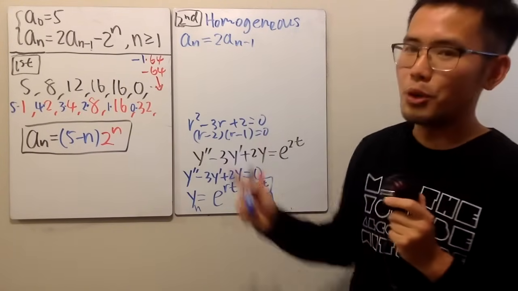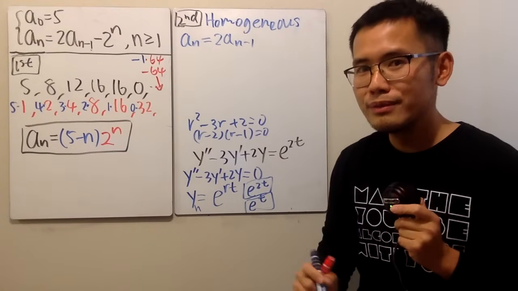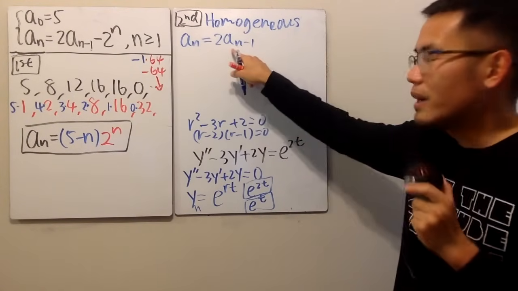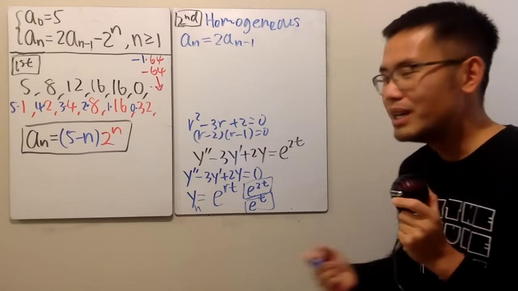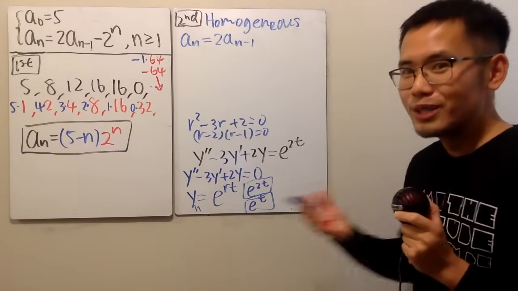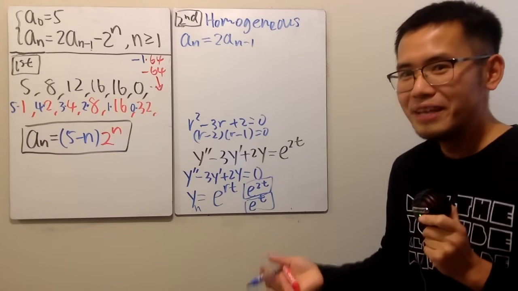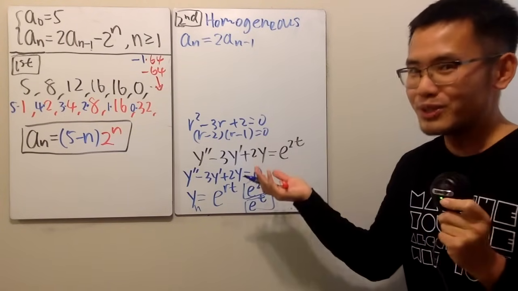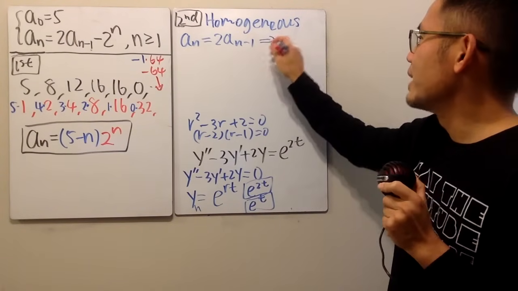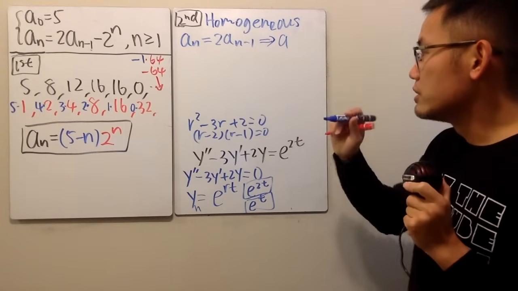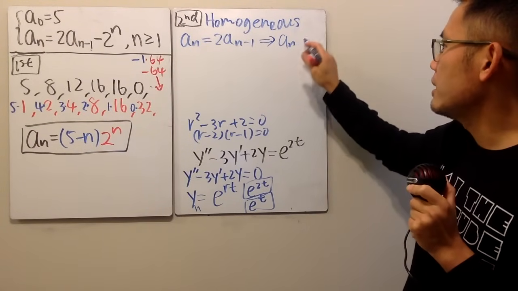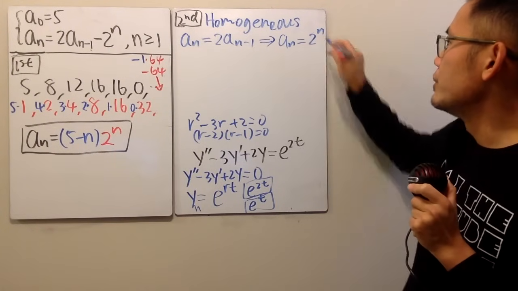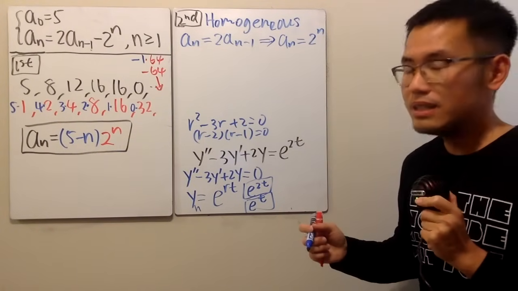But this is not so bad at all. How come? Well, if we look at this carefully, this is just telling us to multiply the previous one by 2, multiply the previous one by 2, multiply the previous one by 2, namely 2 to some power, an exponential situation. This right here is telling us our homogeneous solution should just be a sub n equals 2 to the nth power.